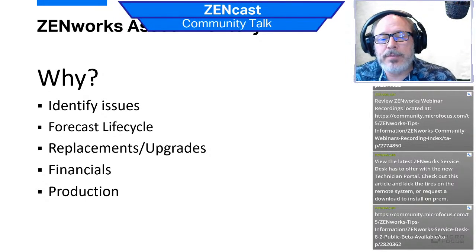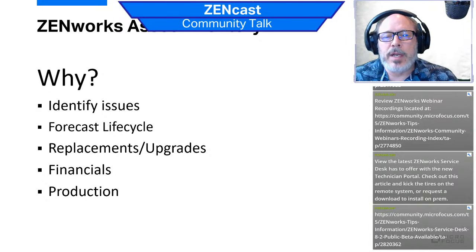Forecast life cycle. This ties into financials, which is, hey, by the way, we're going to need 200 units next year, June. So let's budget for it and start prepping for that. And it's going to be an OS from an older Windows 10 to a new Windows 10. We need to transfer people's identities over and so forth. Whatever you do for that process, you can then forecast that life cycle for those devices.